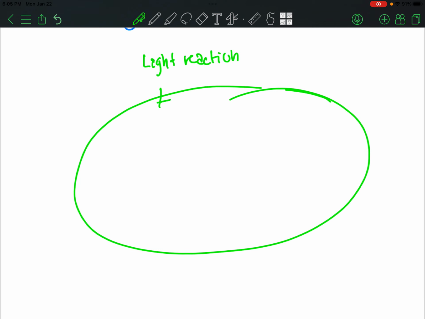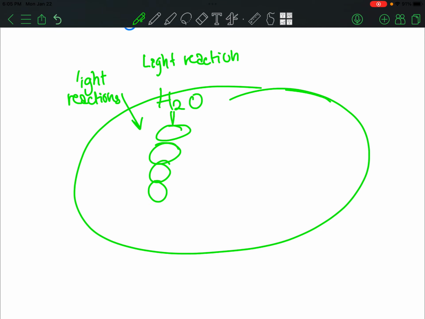Okay? H2O comes in with the light reactions. Remember, these are the parts that make photosynthesis. H2O is another term for water. Please note that. And it goes through some machine, this system, and it pops out O2. That's one of our byproducts, by the way. And because of this, it also releases some energy, ATP.